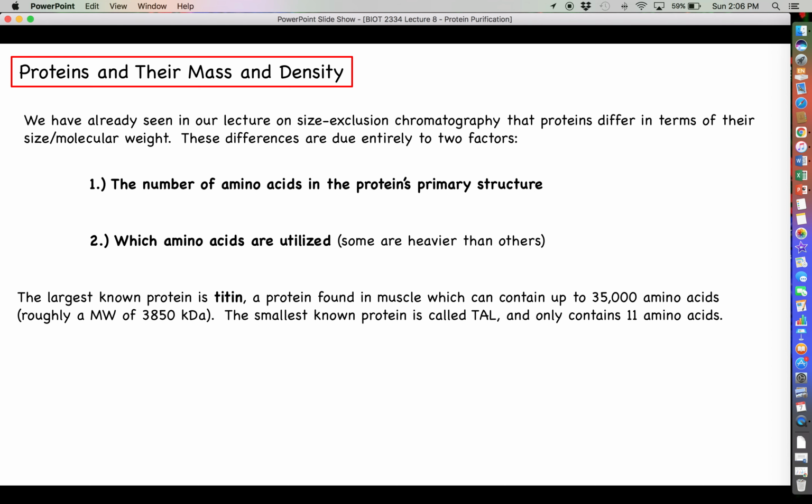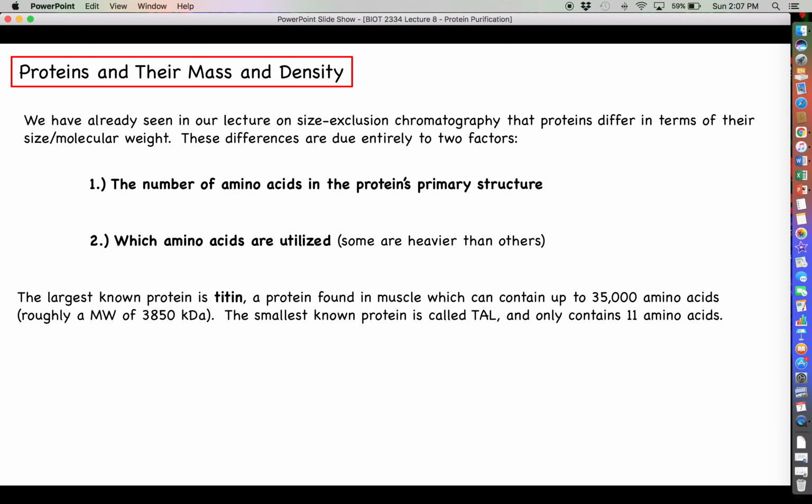So if you want an example of a very, very big protein, the largest known protein, at least as far as human cells go, is called titin. This is a protein that is a major component of sarcomeres within muscle tissue, and depending on which isoform you're talking about, it can contain up to 35,000 amino acids. So if you do the mathematical trick that we talked about previously in estimating the molecular weight, if you multiply 35,000 times an average amino acid weight of 110 Daltons, you end up with a molecular weight of roughly 3,850 kilodaltons. That is absolutely massive.